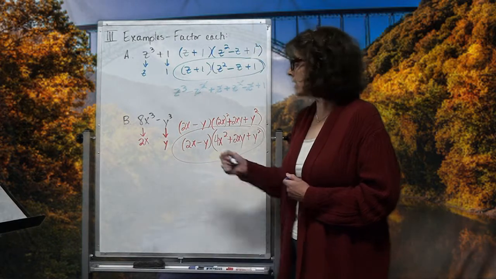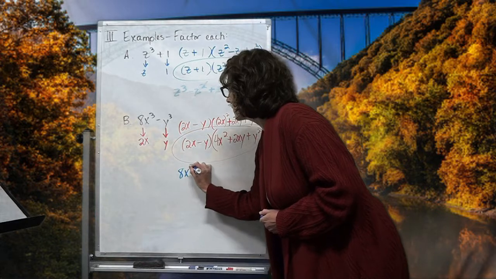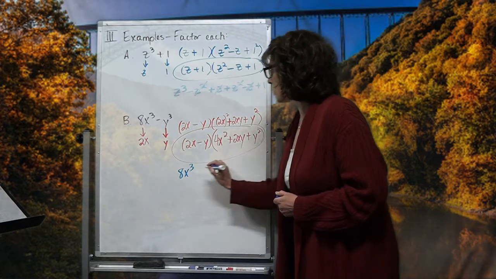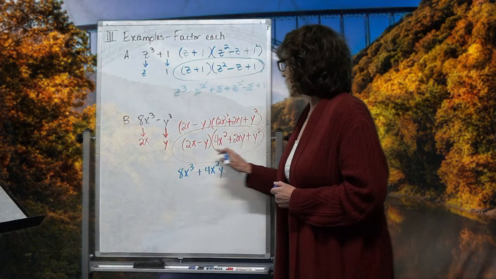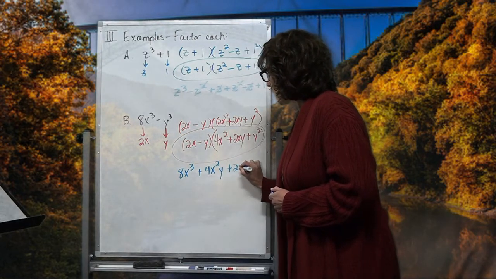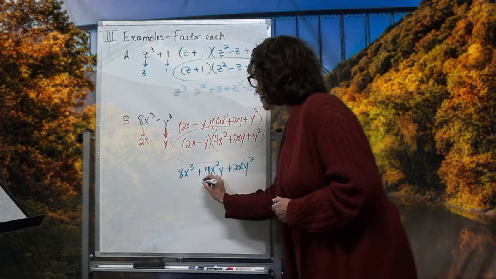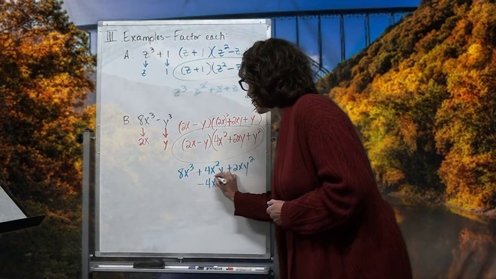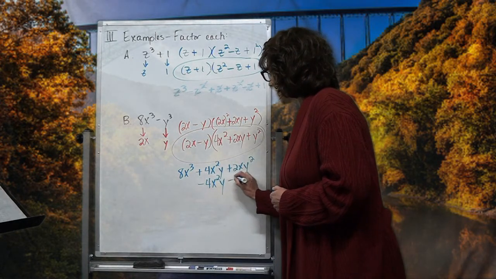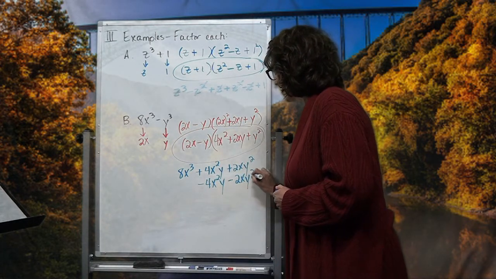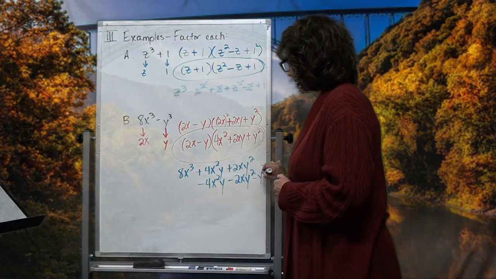Remember, when I check it, 2x times 4x squared is an 8x to the third. 2x times 2xy is going to be a 4x squared y. 2x times y is going to be a 2xy squared. Negative y times 4x squared is going to be a negative 4x squared y. Negative y times 2xy is going to be a negative 2xy squared. And then negative y times y to the second is going to be a negative y to the third.